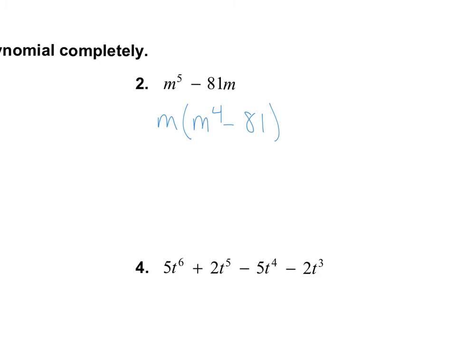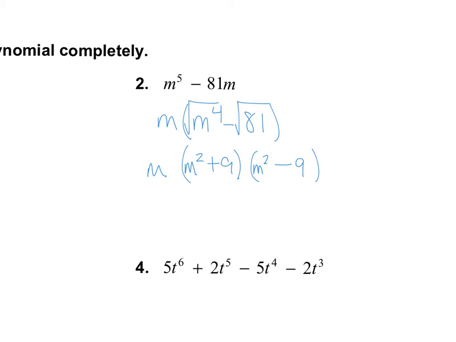Now, what we end up with is something we actually did earlier this semester. This is not a difference of cubes, but it's actually a difference of squares. Remember what you do with the difference of squares? You write your parentheses, one with a plus, one with a minus, and then you square root each of these. Square root of m to the 4th is m squared, and that goes in the first term. Square root of 81 is 9, and that goes in the second term. And then we bring down the m.